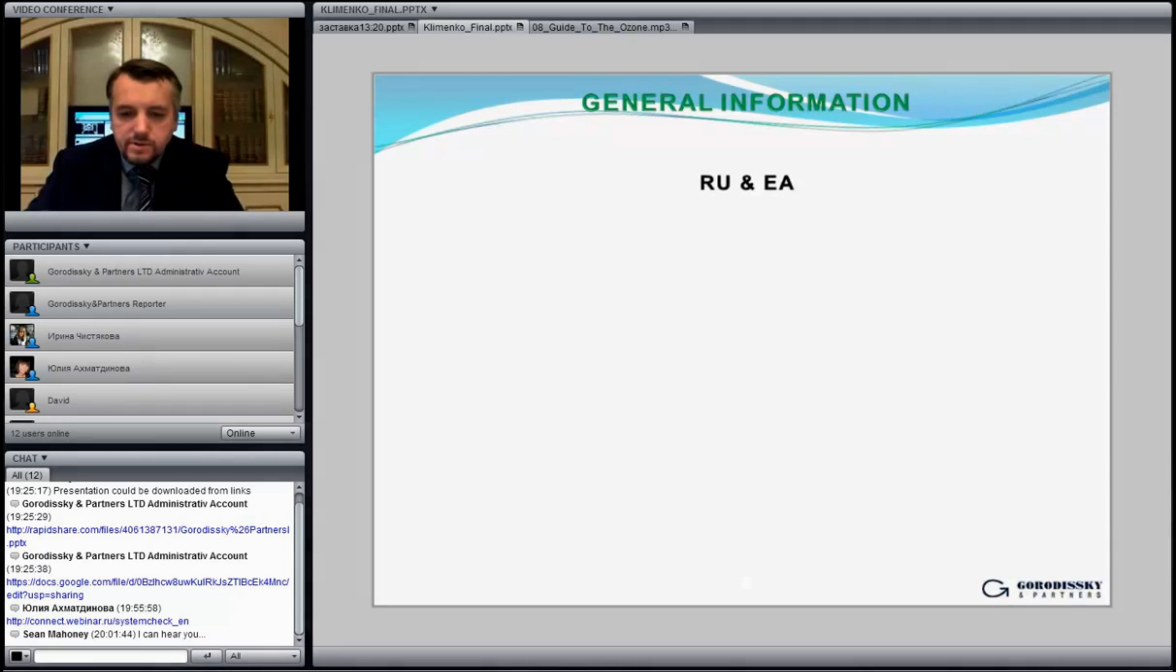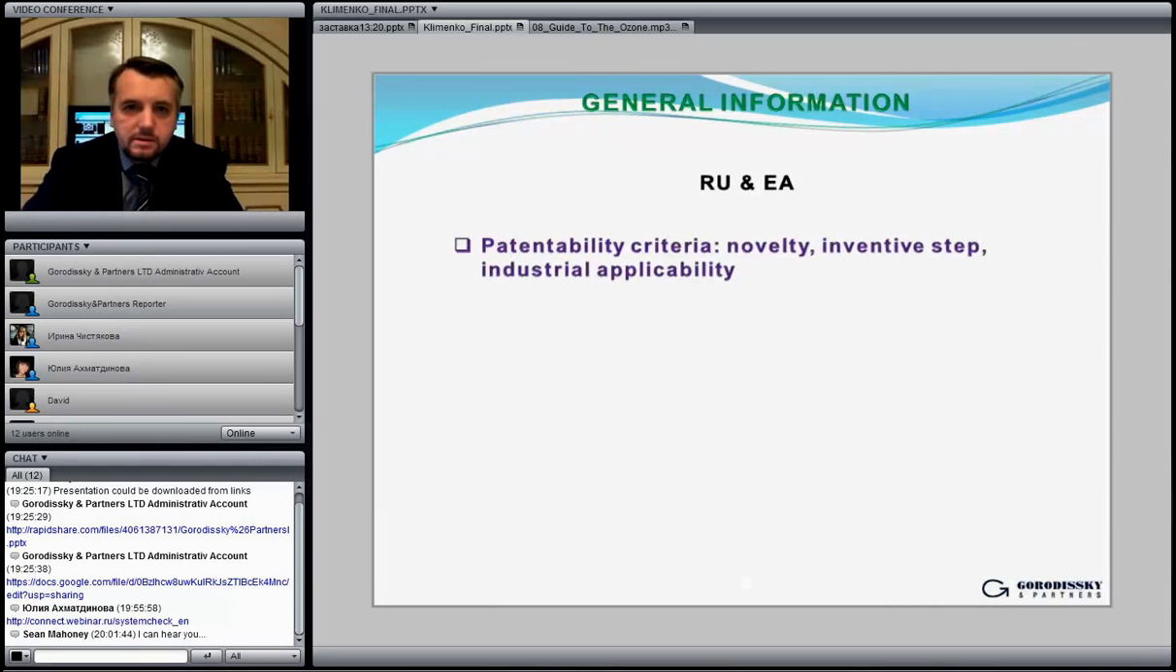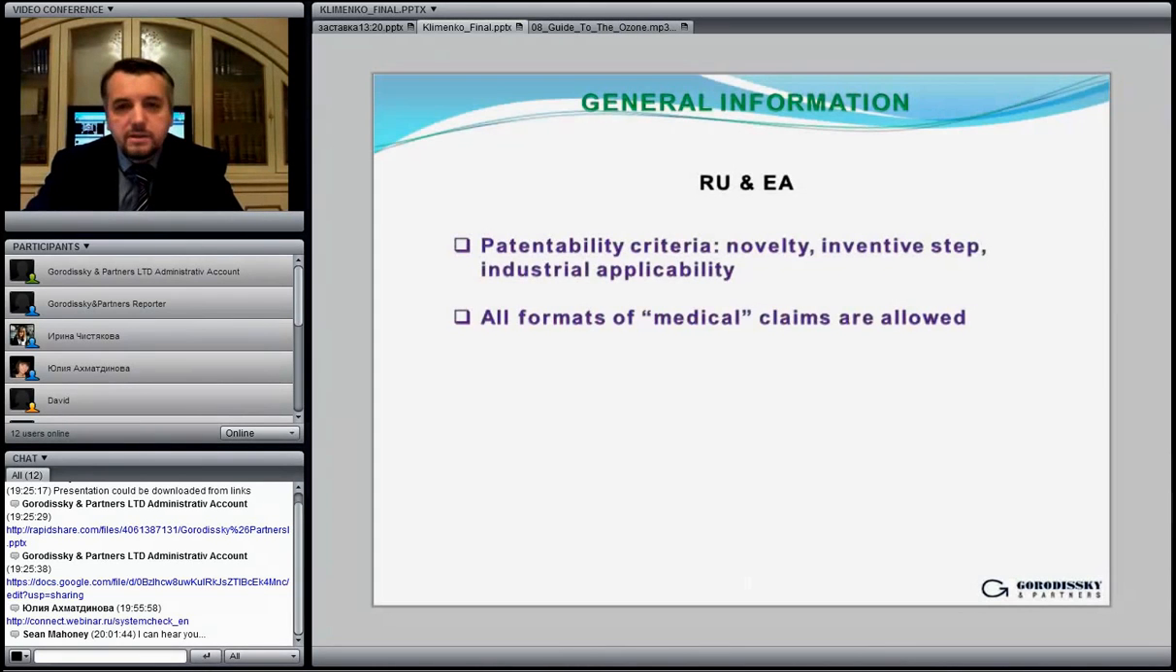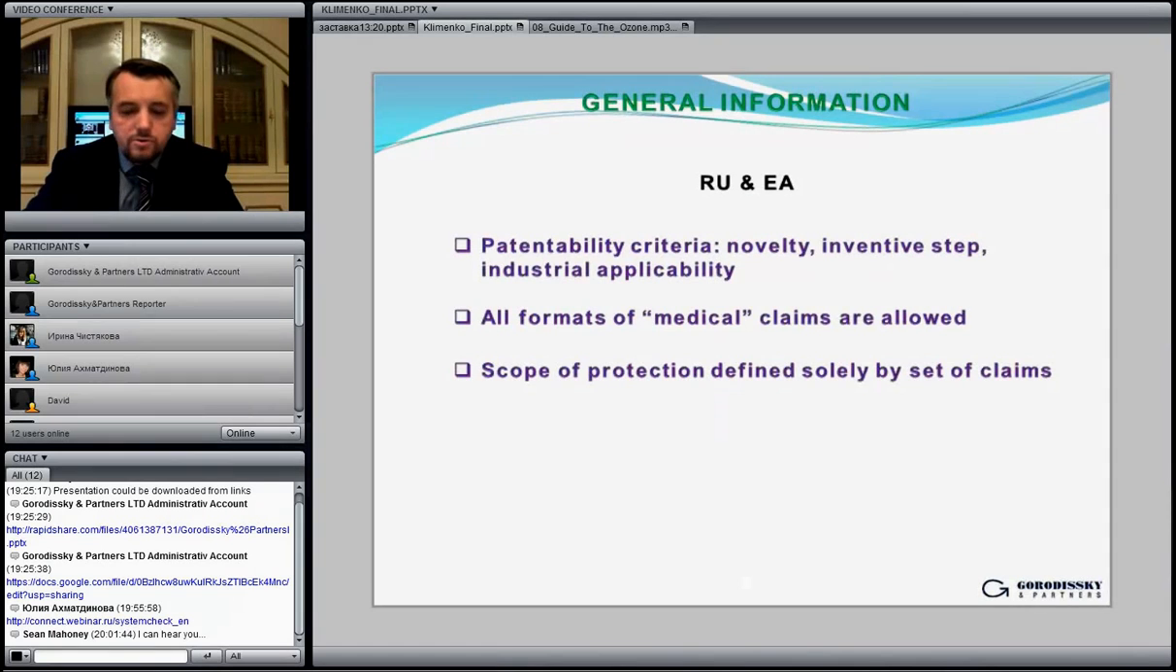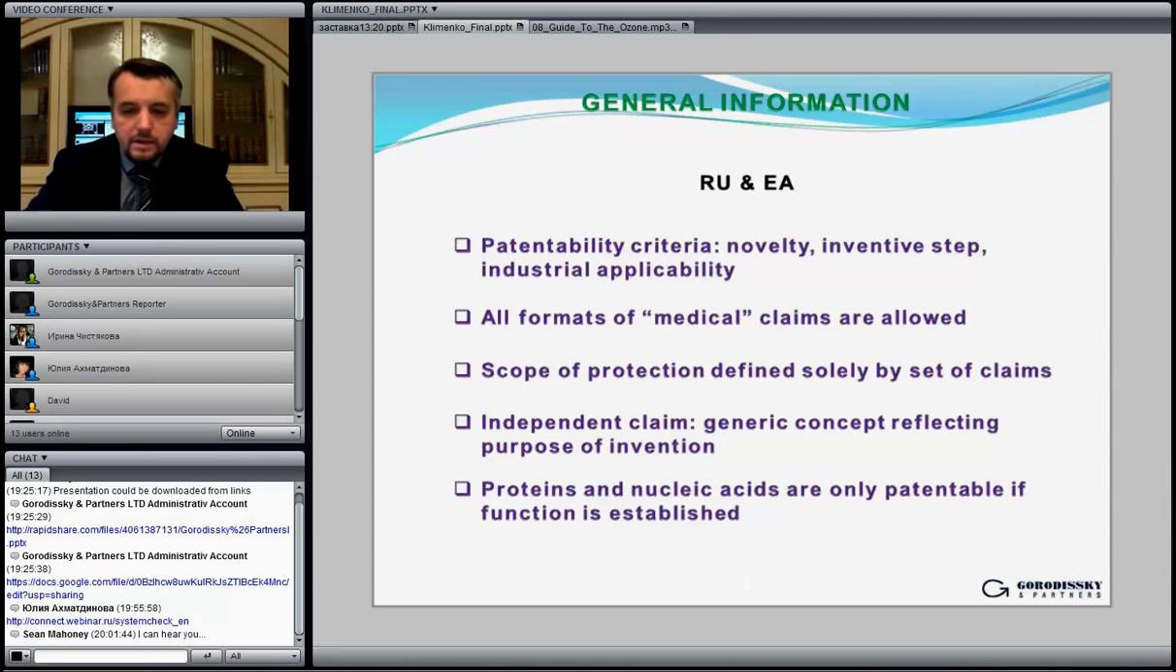All right, so as for general information, not surprising, in both jurisdictions, the patentability criteria are the same three: novelty, inventive step, and industrial applicability or industrial application. As I said, all formats of medical claims, such as method for treatment and medical first and second use claims, are allowed. The scope of protection is defined solely by the set of claims. The independent claim should recite a generic concept that reflects a purpose of the invention. And finally, for our favorite kind of subject matter, proteins and nucleic acids are only patentable if their function is established. Just claiming some protein with unknown function is not possible.